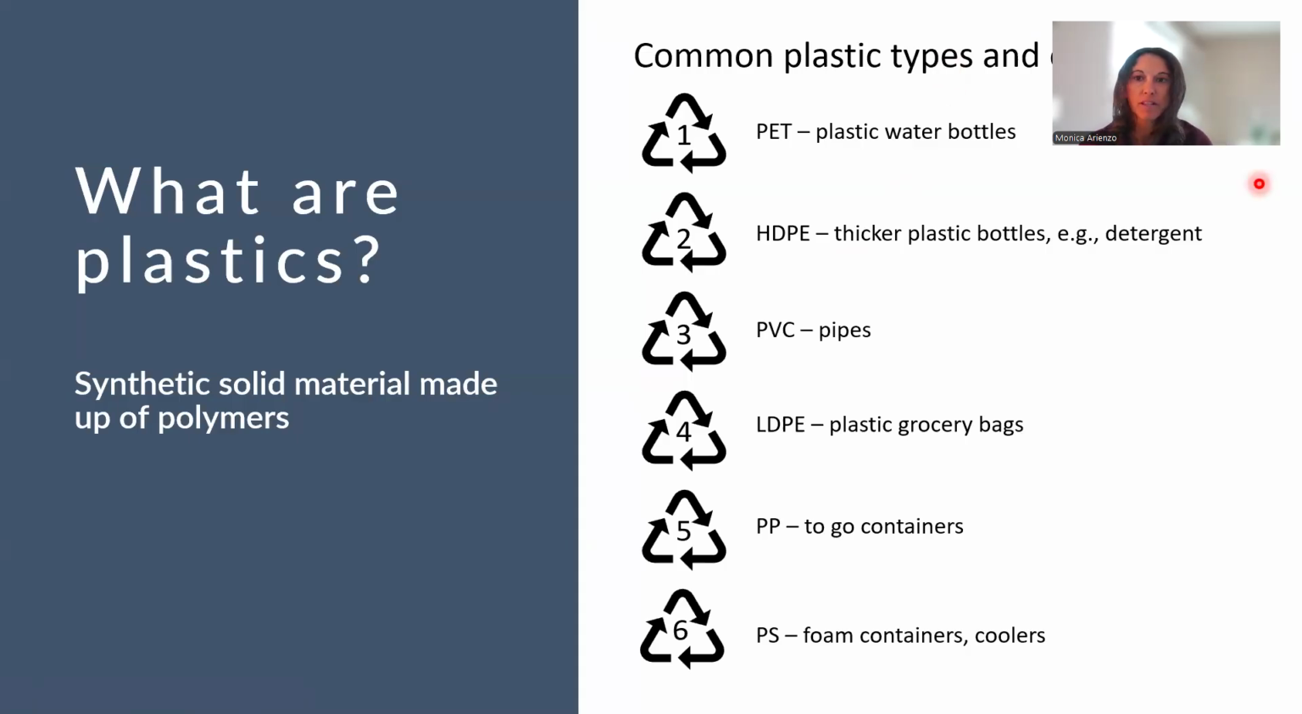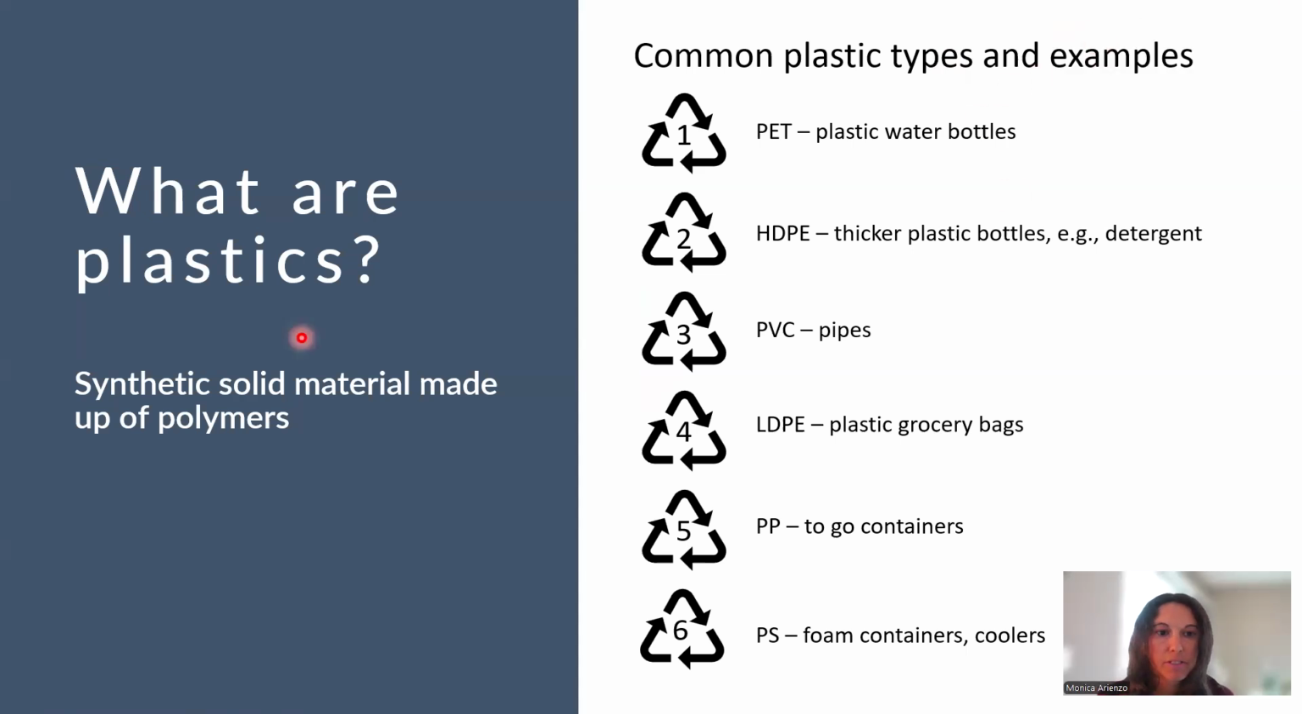All right. So what are the common types of plastics? And let's go over some examples. So we define plastics as a synthetic solid material made up of polymers. And you may be familiar with these because there are many common types of plastics that you interact with every day. And you may identify these different types of plastics by those numbers. You may find those at the bottom of your plastic water bottle or something like that.